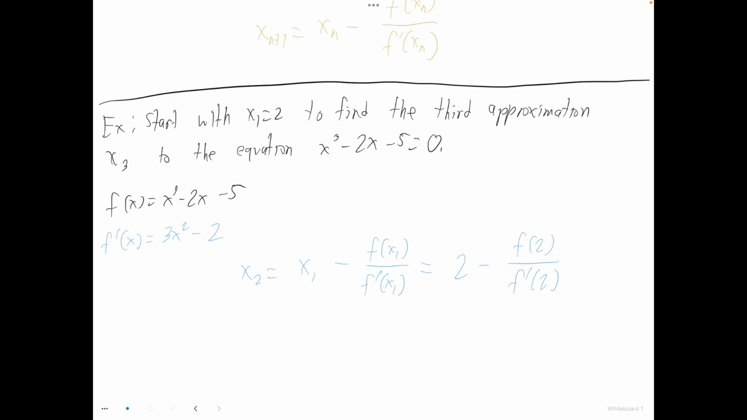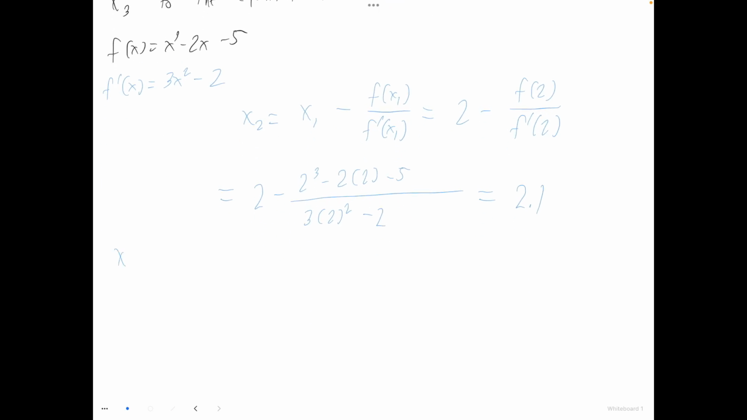And so plugging things in, we're going to have 2 minus, 2 cubed minus 2 times 2 minus 5, divided by 3 times 2 squared minus 2. And if you simplify this, you get a value of 2.1. And so what that tells us is that x sub 2 is equal to 2.1. And so that is the x-intercept for the tangent line to this function, x cubed minus 2x minus 5, at the point 2. But now we wanted to find x sub 3. We wanted the third approximation.